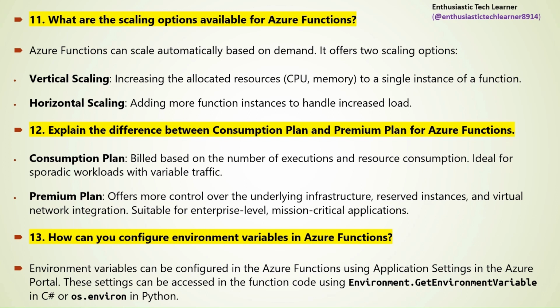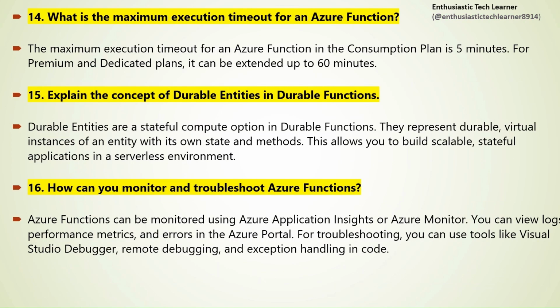How can you configure environment variables in Azure Functions? Environment variables can be configured in Azure Functions using application settings in the Azure portal. These settings can be accessed in the function code using Environment.GetEnvironmentVariable in C# or os.environ in Python.